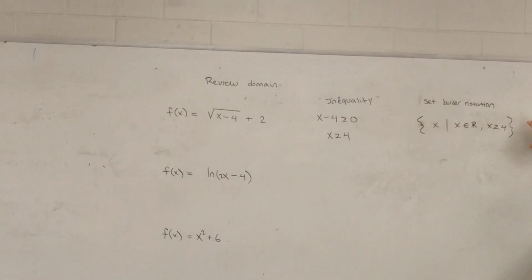So this was our set builder notation. We maybe saw it once, the first time we ever did this, and we never saw it again. It's the most precise way of saying the domain, all of the values that you can plug in: all values of x such that x is a real number. This is really saying x is an element of the real numbers, but x is a real number, and x is greater than or equal to 4.